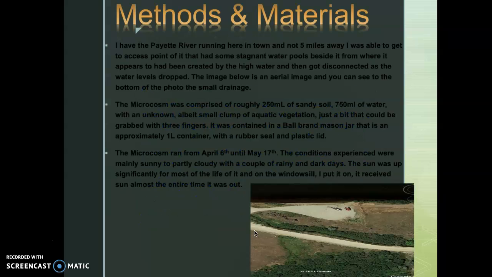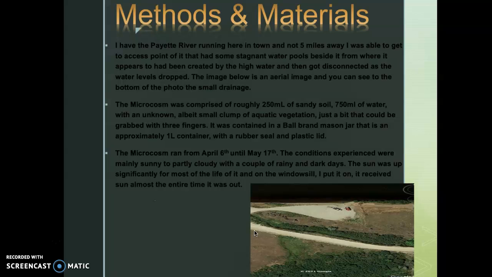Methods and materials. Here in Emmett, Idaho, we have the Payette River running through town, and not 5 miles away, I was able to get to a public access point that had stagnant water pools beside the river that appears to have been created from high water that got disconnected once the water levels dropped. Below, you can see a Google Earth screenshot image, and the stagnant water runs through that tree line just north of the road.